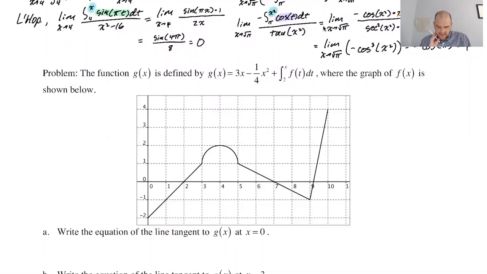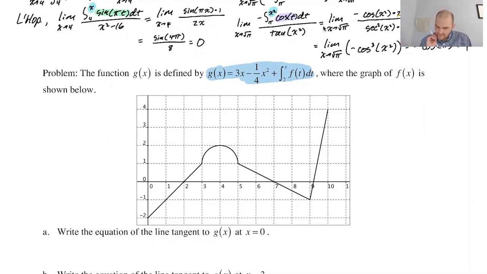Function g is defined by, so this is the weirdest one we've seen yet, I think I'm comfortable going on record with this. There is an accumulation function in there, but there's also 3x minus 1/4 x squared sitting on the outside. I mean, it's just there. There's nothing we can do about it.